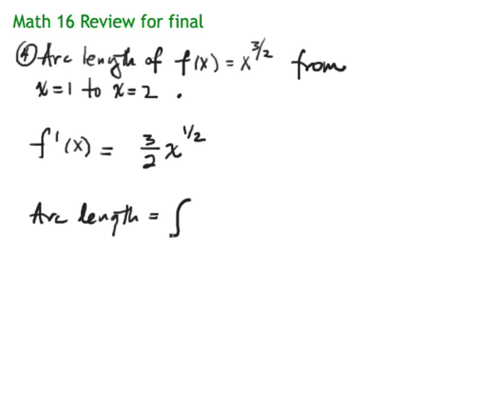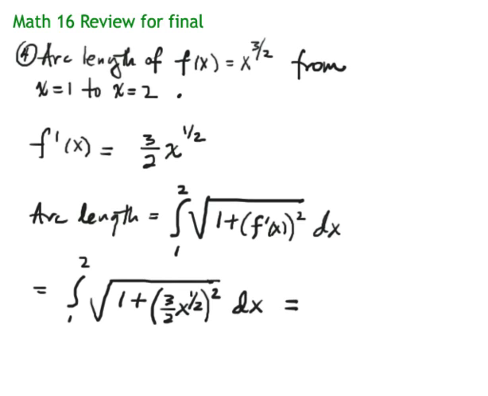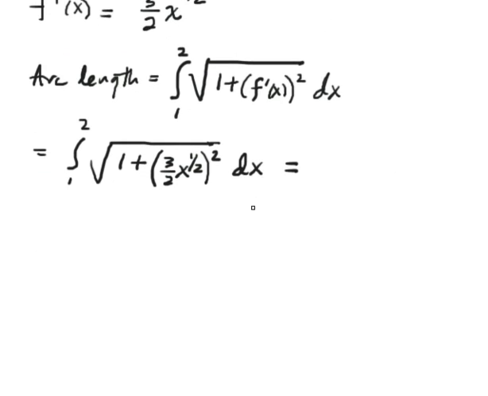The arc length is equal to the integral from 1 to 2 in our case, square root 1 plus f prime of x squared dx. Okay, so we have the integral from 1 to 2, square root 1 plus, here's our f prime, 3/2 x to the 1/2 squared dx. Okay, so we get, just square that out, we have 1 plus 9/4 x dx.